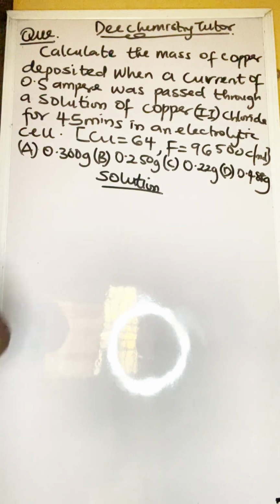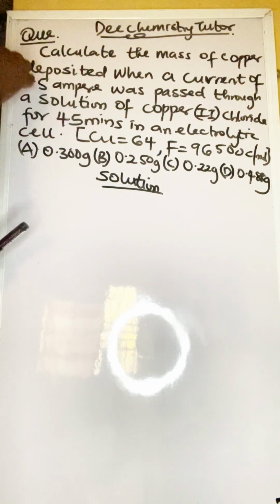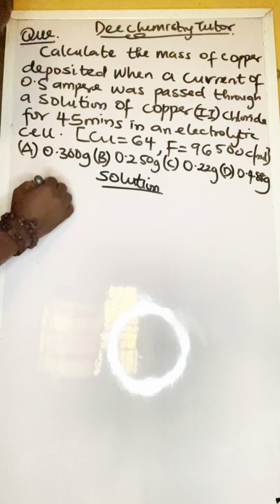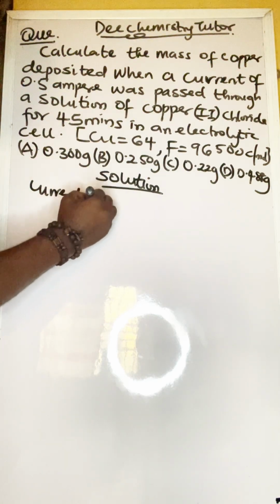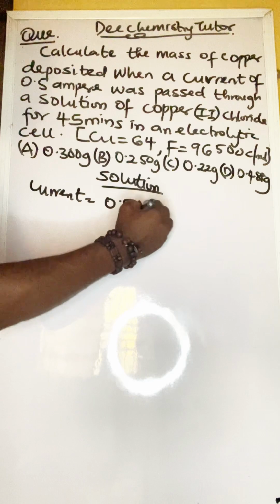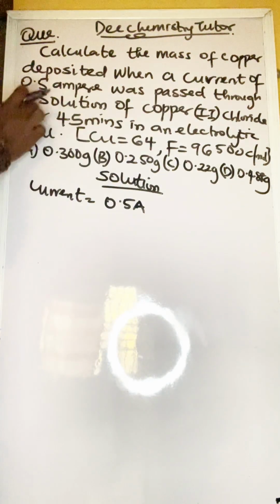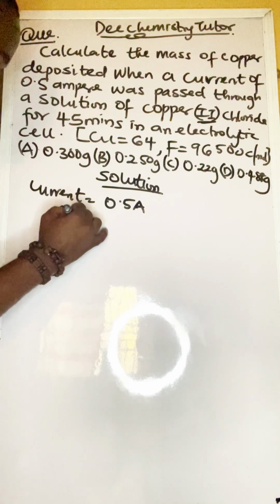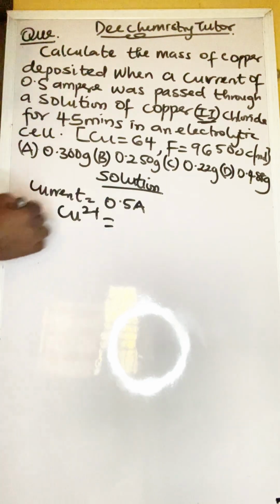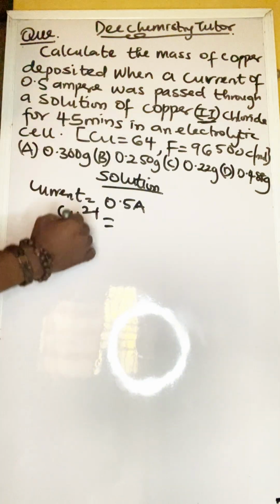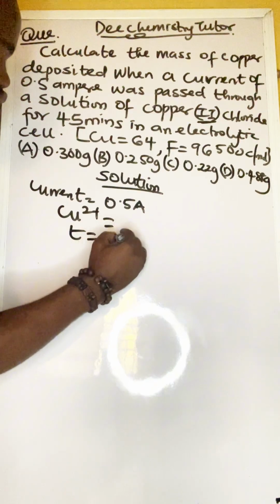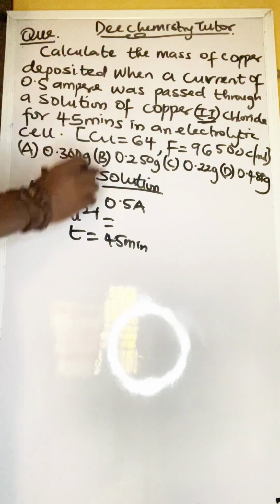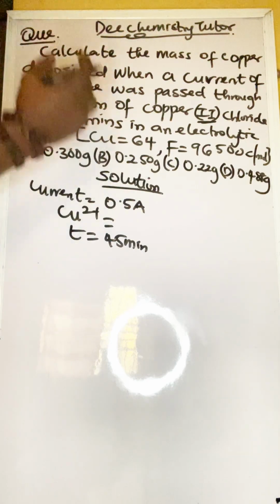Imagine you're given a question like this. Calculate the mass of copper deposited when a current of 0.5 ampere was passed through a solution of copper II chloride for 45 minutes. That means the time is 45 minutes, in an electrolytic cell. How would you solve it?